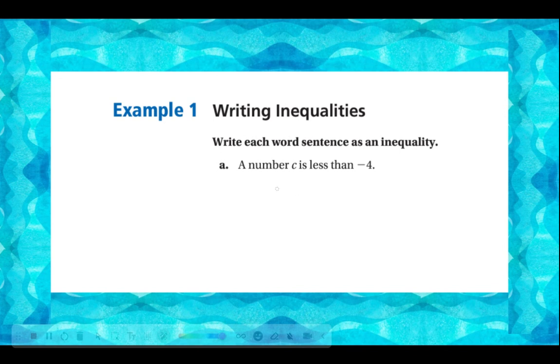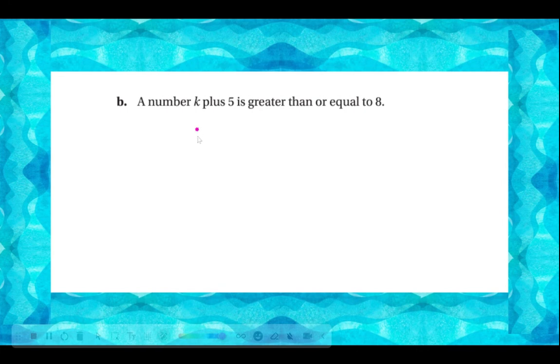So C is less than -4. So we're going to write C, the less than symbol, -4. A number K plus 5 is greater than or equal to 8. So K plus 5 is greater than or equal to 8.